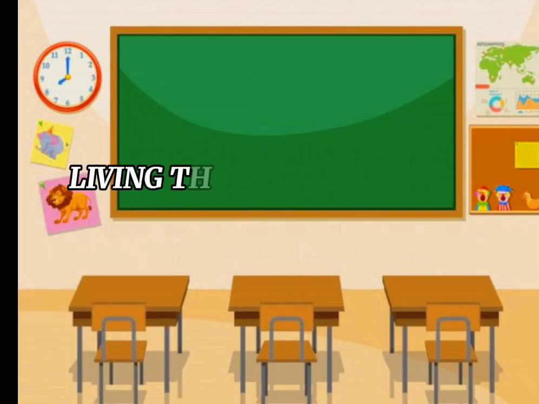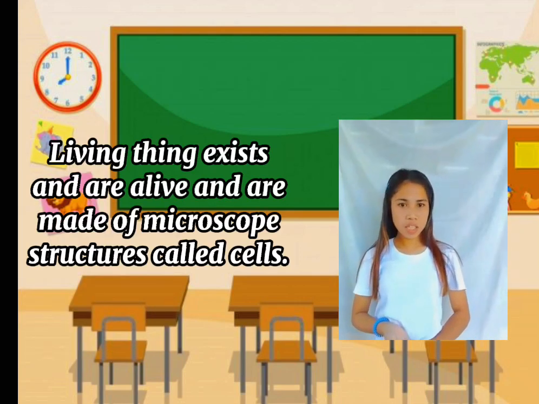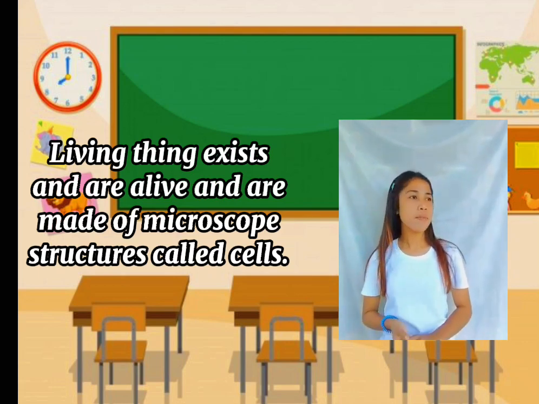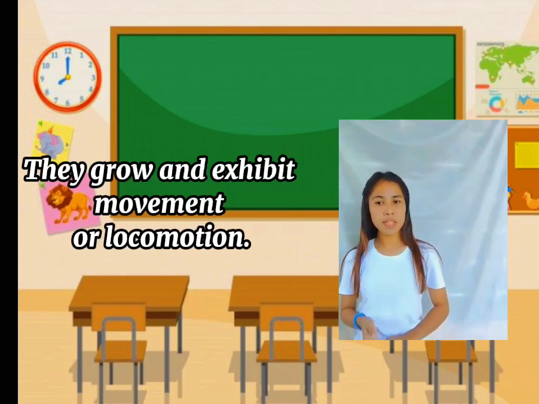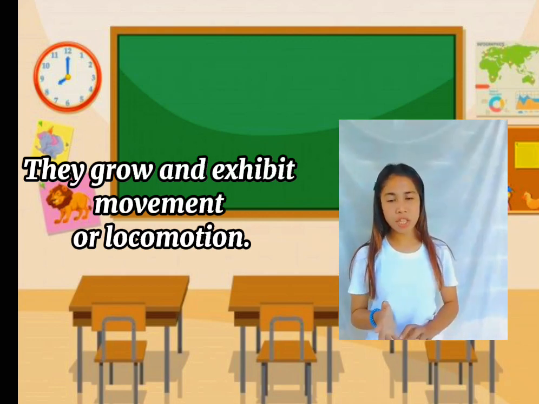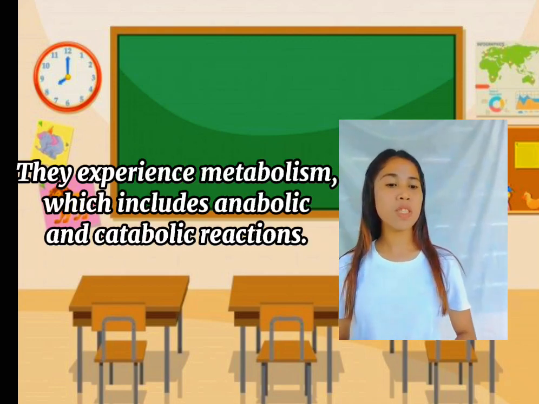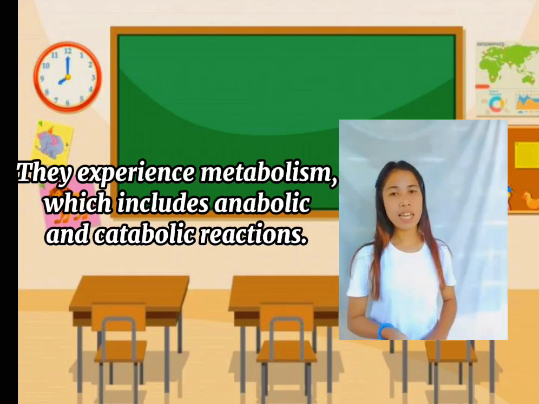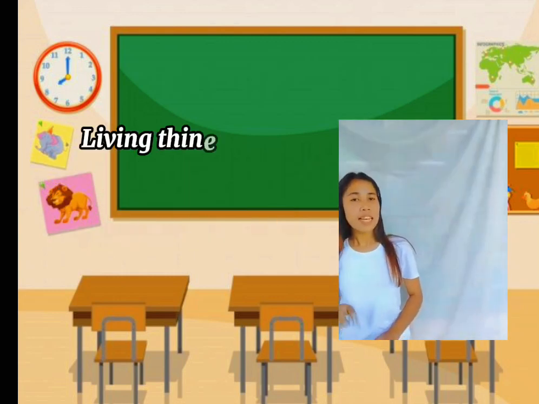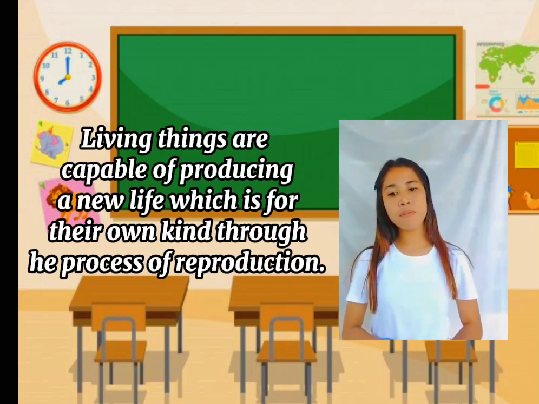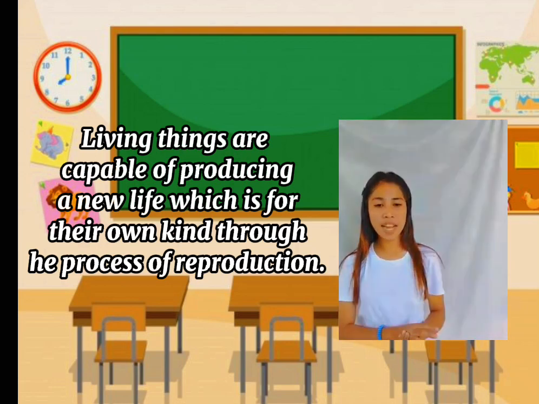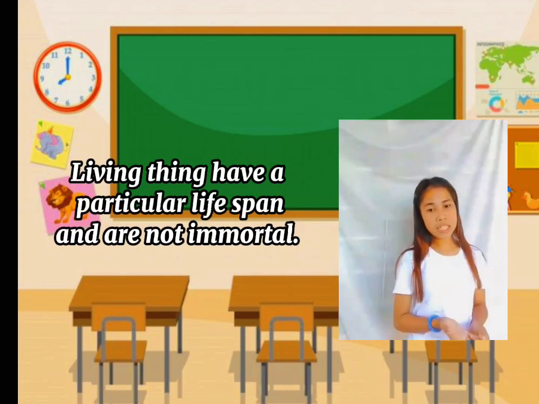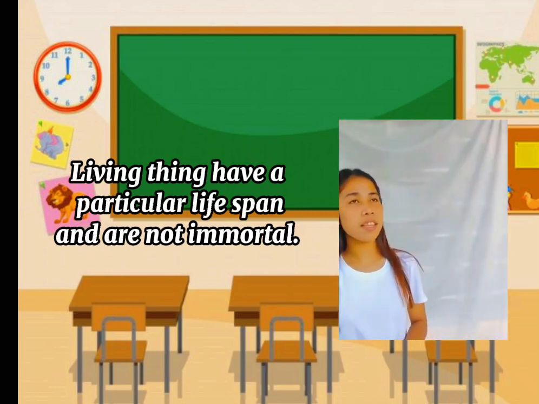Living things. Living things exist and are alive and are made of microscopic structures called cells. They grow and exhibit movement or locomotion. They experience metabolism, which includes anabolic and catabolic reactions. Living things are capable of producing new life of their own kind through the process of reproduction. Living things have a particular lifespan and are not immortal.